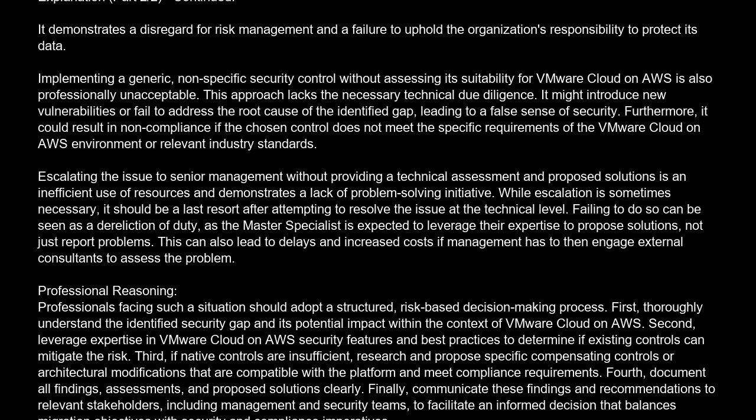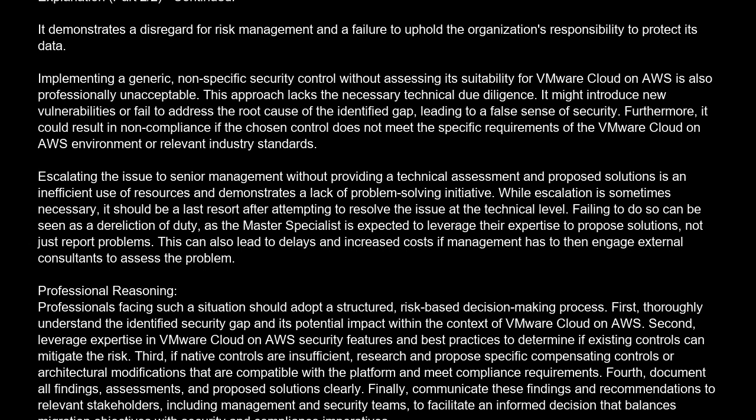Implementing a generic, non-specific security control without assessing its suitability for VMware Cloud on AWS is also professionally unacceptable. This approach lacks the necessary technical due diligence. It might introduce new vulnerabilities or fail to address the root cause of the identified gap, leading to a false sense of security. Furthermore, it could result in non-compliance if the chosen control does not meet the specific requirements of the VMware Cloud on AWS environment or relevant industry standards.